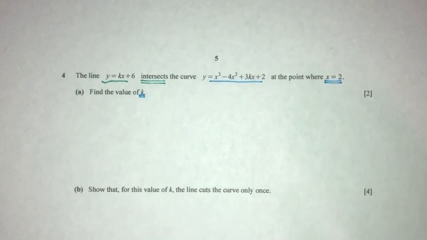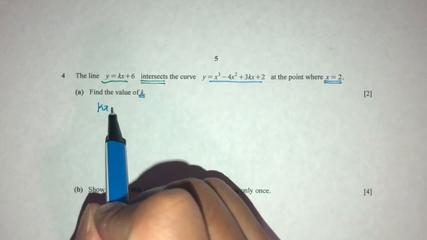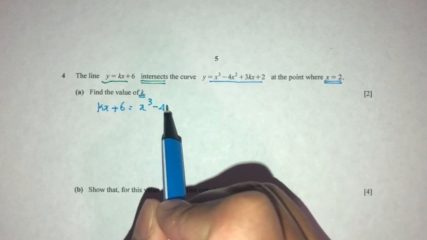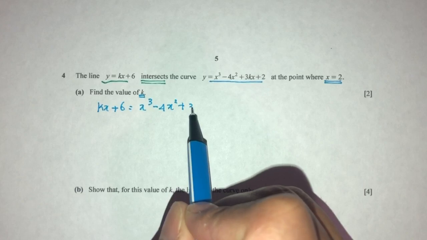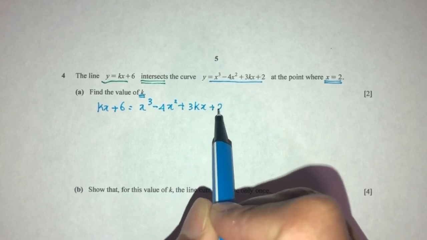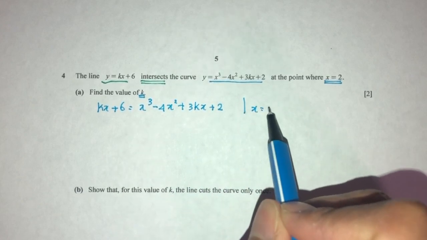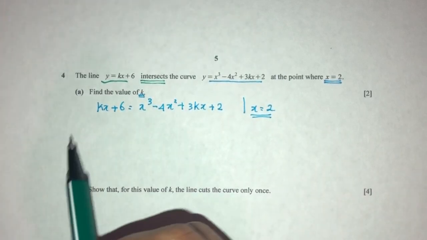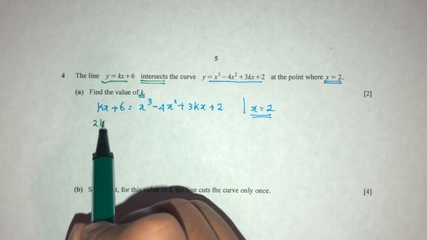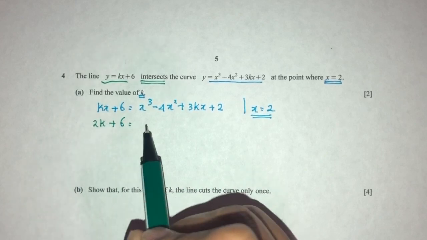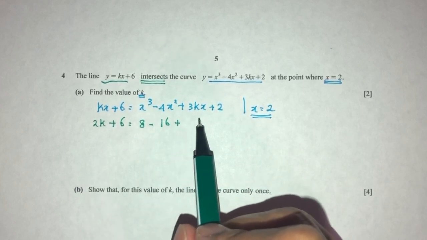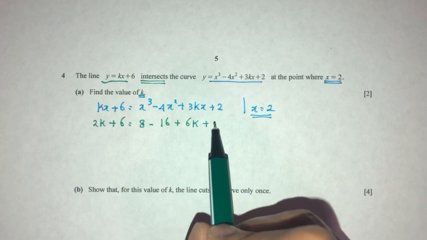So first things first, because they meet, obviously this has to equal this. So you have kx plus 6 has to be this one. Now we know this happens when x is 2, so let's replace the value of x by 2 in this equation. Let's see what happens. So you will have 2k plus 6, that will be 8, minus 16, plus the value of 6k plus 2.